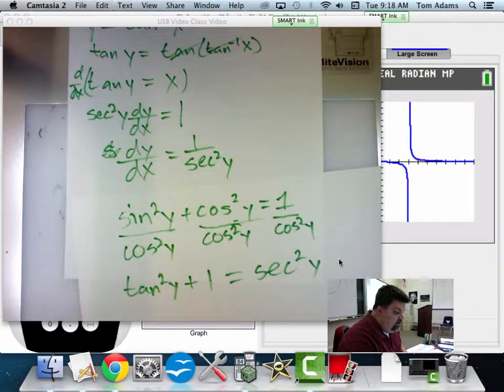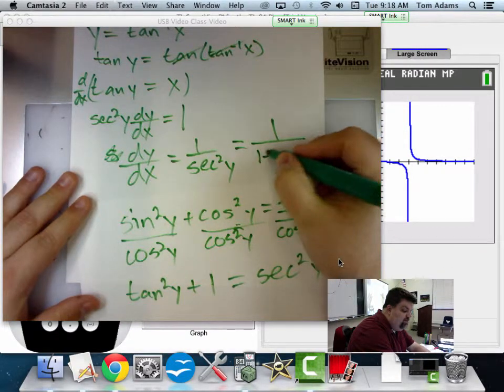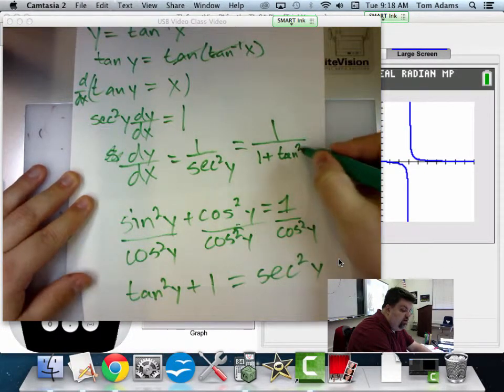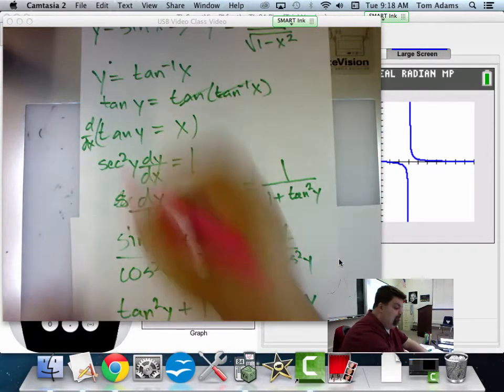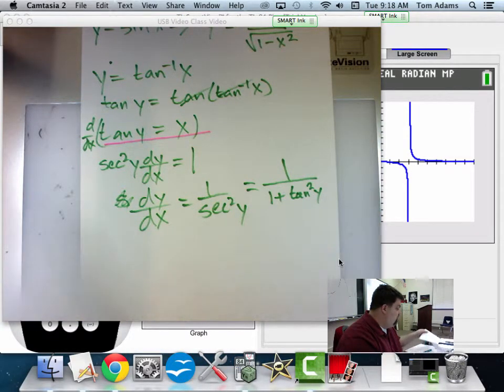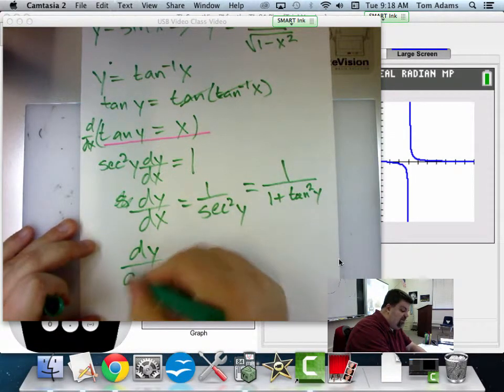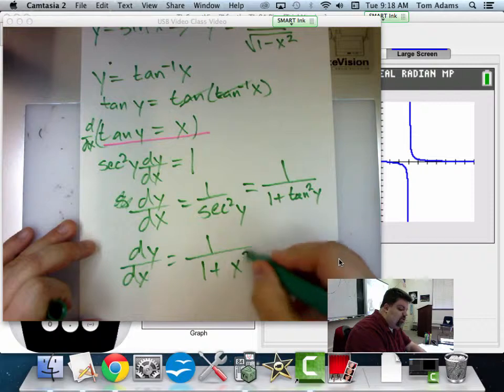Wait a minute. Could I do this? 1 over 1 plus tangent of y squared? Why, yes, Mr. Adams. Boy, if I just had some relationship between tangent and x. Tangent of y equals x. So what do I replace that with? It looks like 1 over 1 plus x squared. Yeah, everybody said the same thing, that's correct. It would be dy dx is 1 over 1 plus x squared.